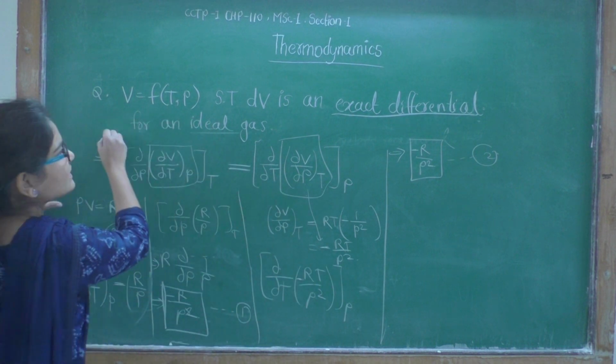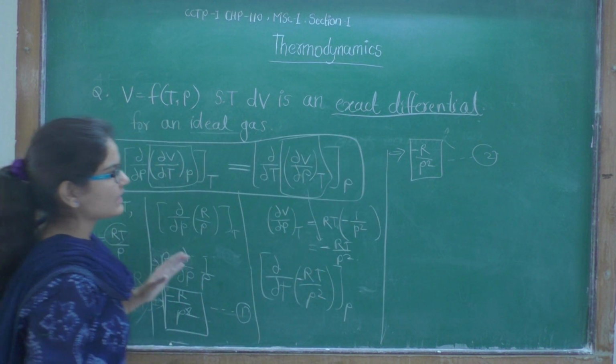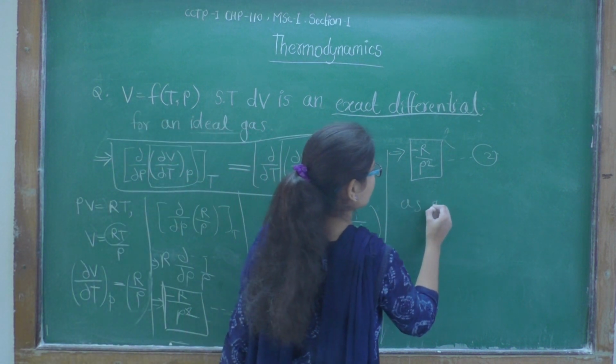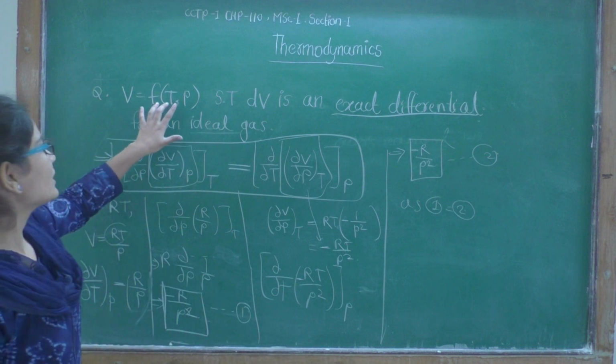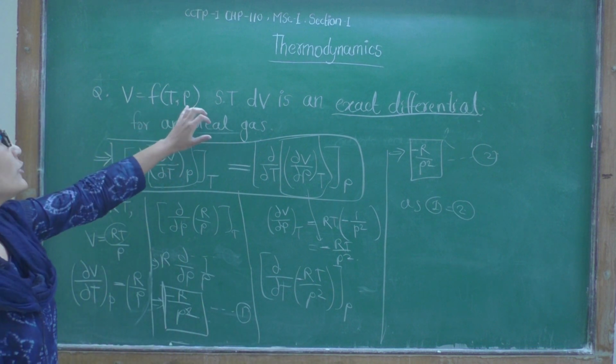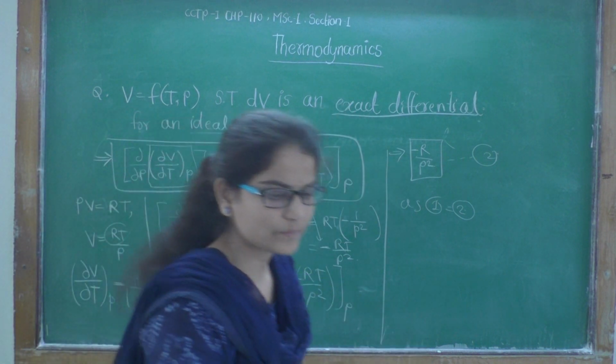So this equality is followed. Therefore, as 1 equals 2, V is a function of T and P, and dV is an exact differential.